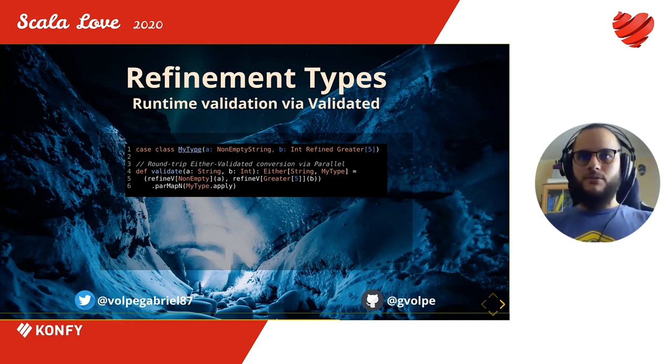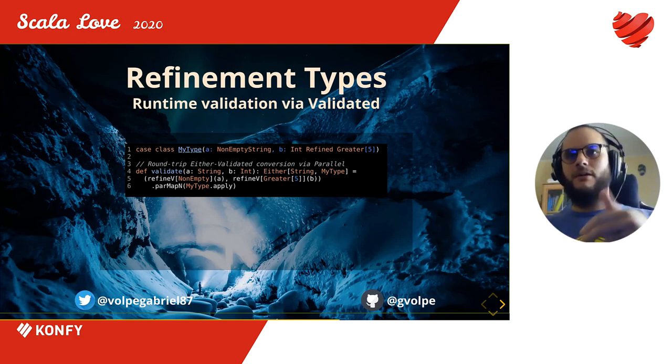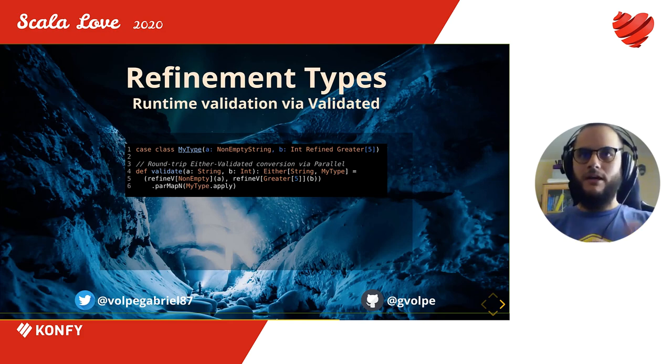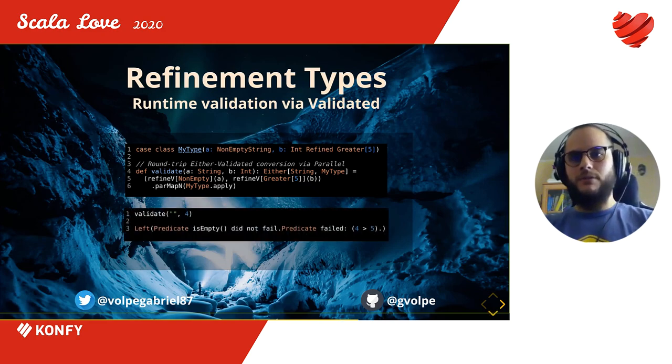So what it's going to do is convert both eithers to validated. It's going to run the validation in parallel using the applicative instance of validated. And once it's done, it will convert back to either. And if it all went well, it will give us our type or the combination of the errors. So if we run it with the same input, we can see that now we got a concatenation of the two errors. So both inputs were validated in parallel and we got an error.